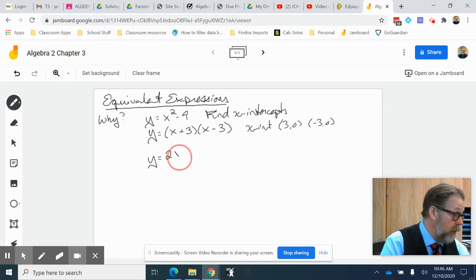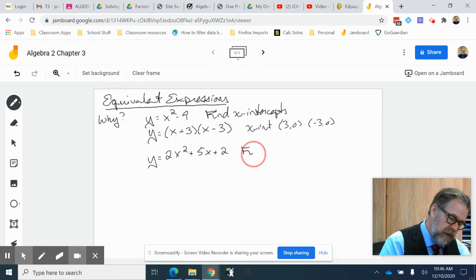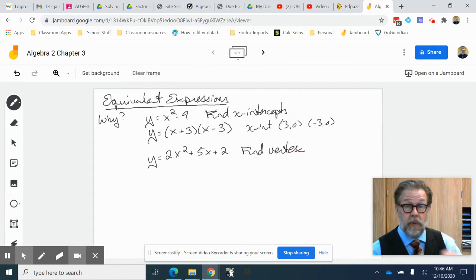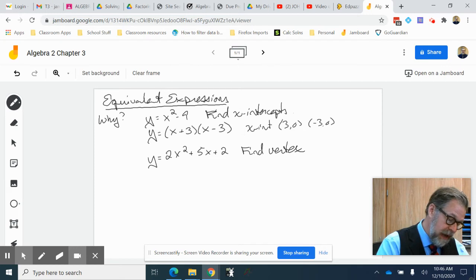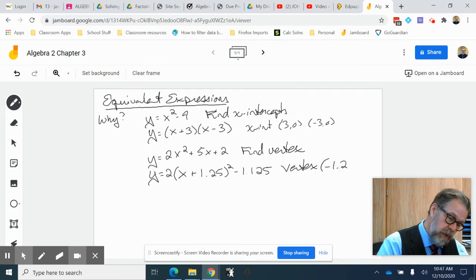Let me give you another example. y equals 2x squared plus 5x plus 2. Find the vertex. Now, I could find the x-intercepts, but of course I'd have to rewrite this as an equivalent expression to do that. Or I could write this in graphing form, as we talked about last chapter, which is x plus 1.25 squared minus 1.125. And immediately I know that the vertex is at negative 1.25 comma negative 1.125.